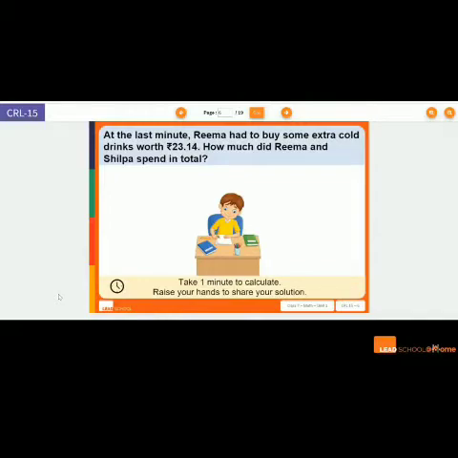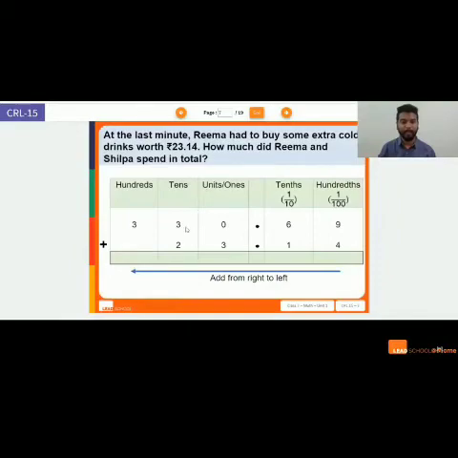Last 30 seconds. I hope all of you are aware about the right operation to use. Last 10 seconds. 5, 4, 3, 2 and 1. Timer. Let us check our answers.